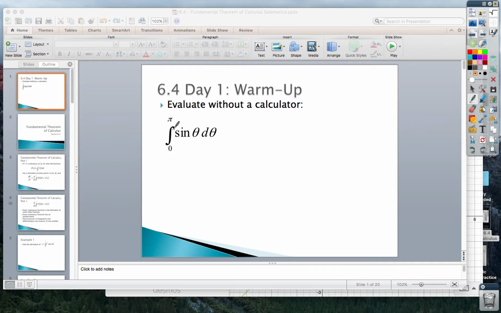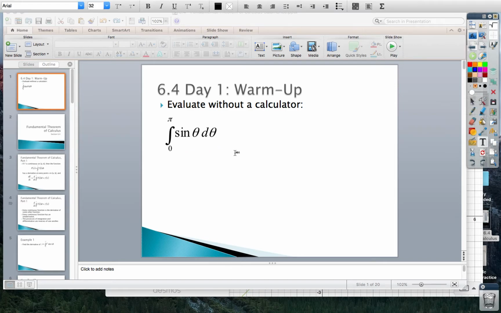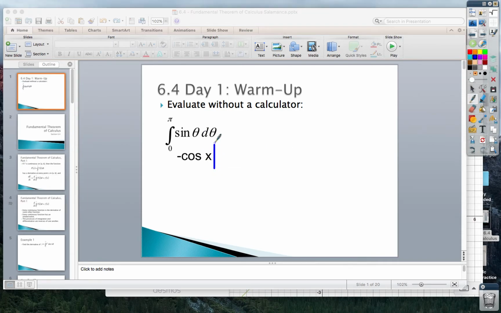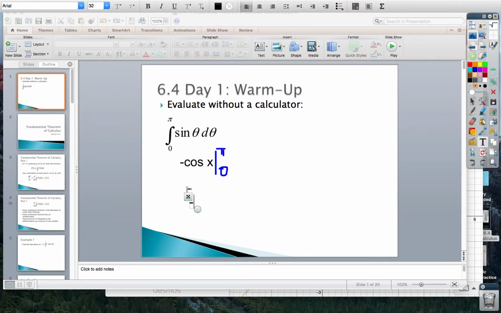So remember, when we take the antiderivative of sine of theta, it's going to be cosine of theta, but because when we took the derivative of cosine it wasn't equal to negative sine, we need to throw a negative back in here. Now we're integrating this from pi to 0. So we're going to substitute pi in here minus cosine of 0. And we know that cosine of pi is equal to negative 1.